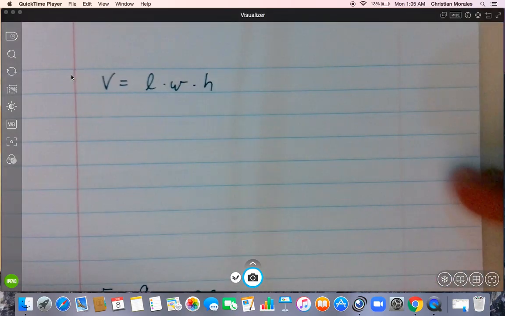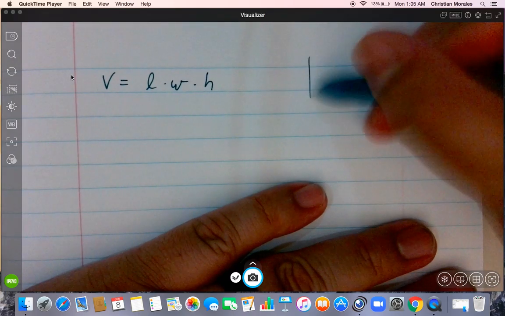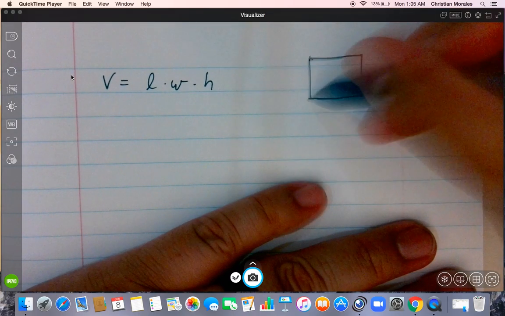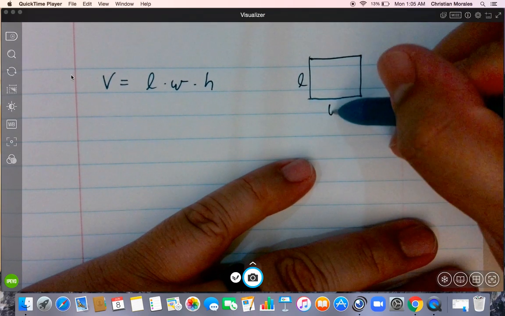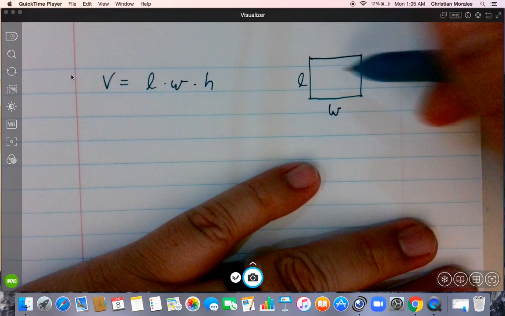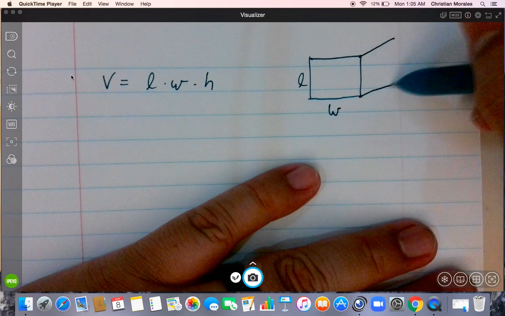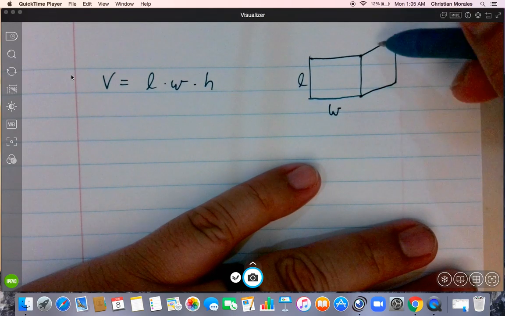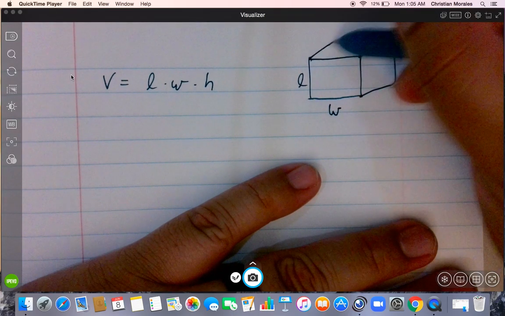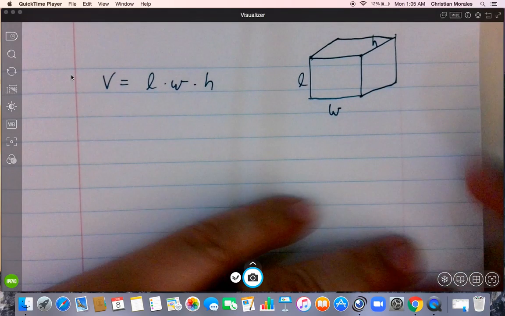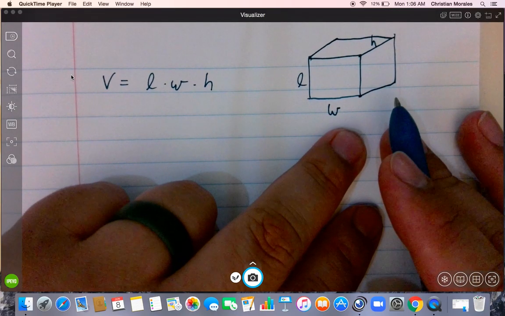Okay, shapes. So you guys know to find the area of a rectangle, you have to multiply the length times the width, right? But let's say it's a 3D shape. Well, if it's a 3D shape, you can also incorporate a third dimension, which is, let's just say, the height. And now you find something called volume, which is how much fits inside, okay?